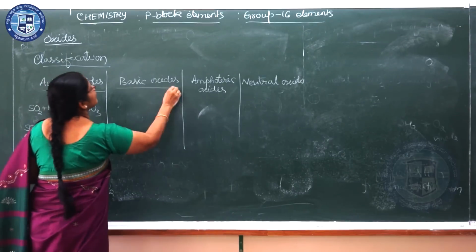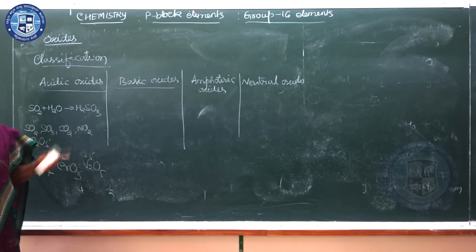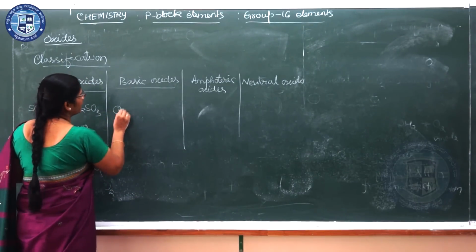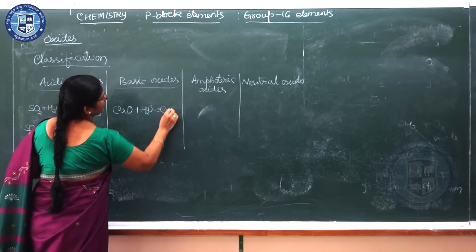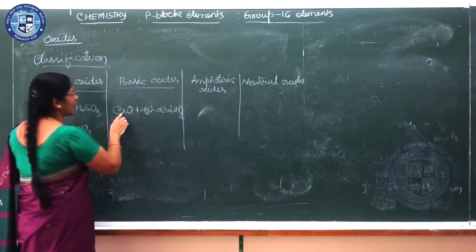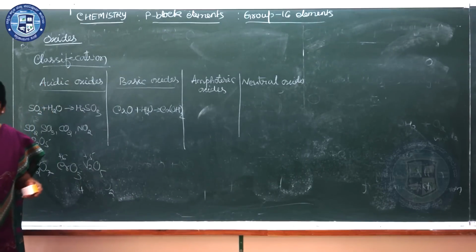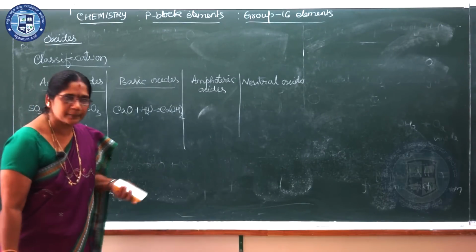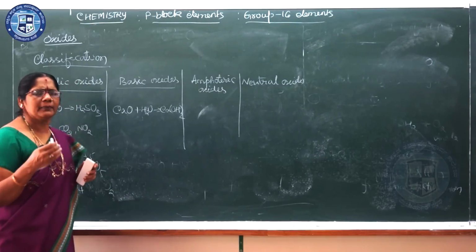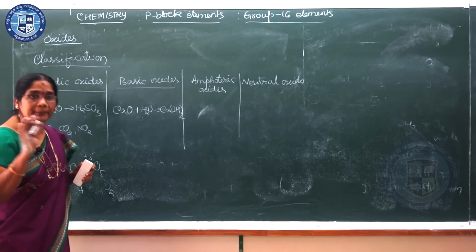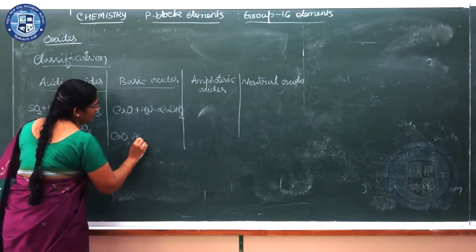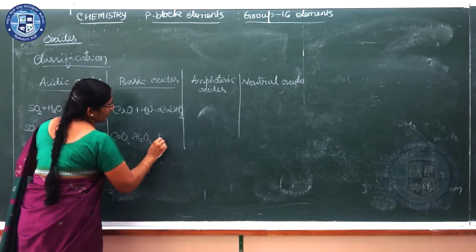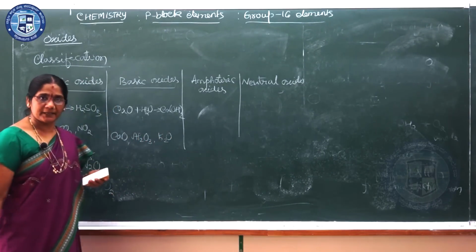Next, coming to basic oxides, this is the opposite of this. These are the oxides which when put into water will give you a basic solution, hydroxide. So calcium oxide when put into water gives calcium hydroxide, which gives you OH minus ion. It's basic in nature. Normally all metal oxides are basic in nature. For example, calcium oxide, aluminium oxide, potassium or sodium oxides, all these are basic in nature.